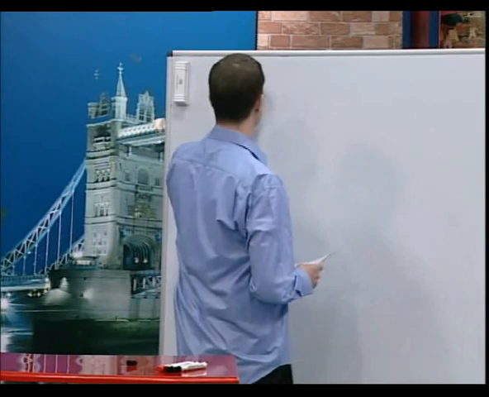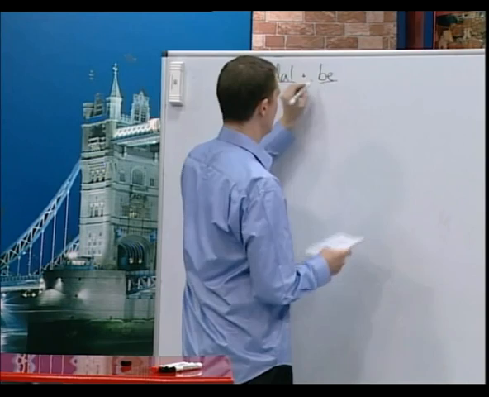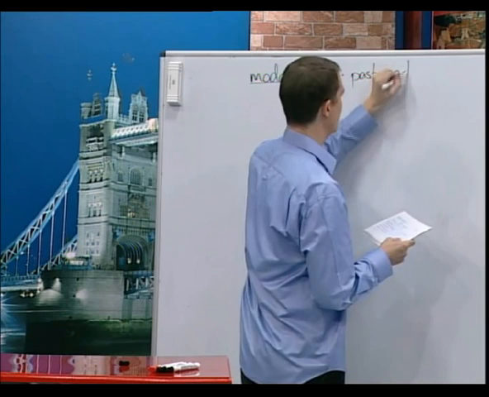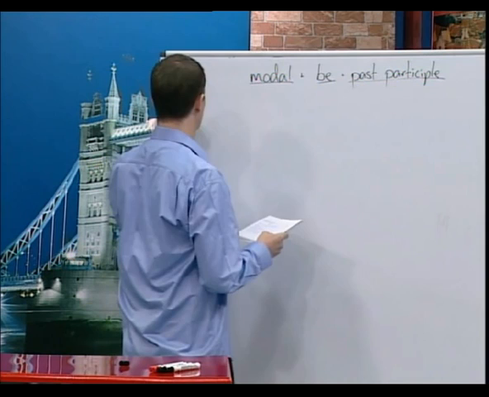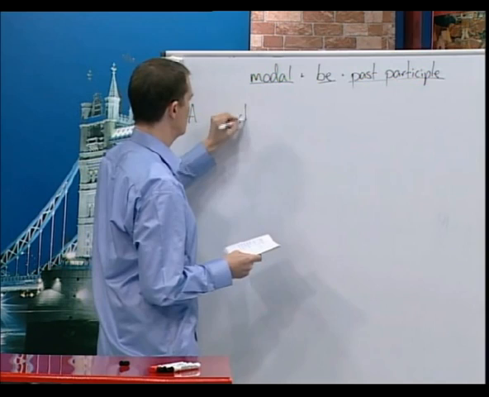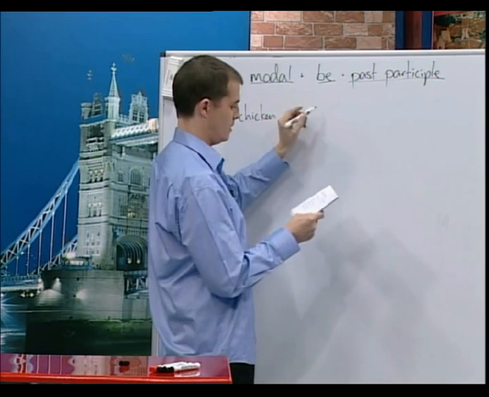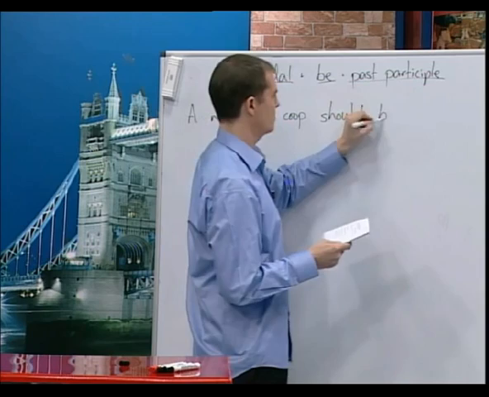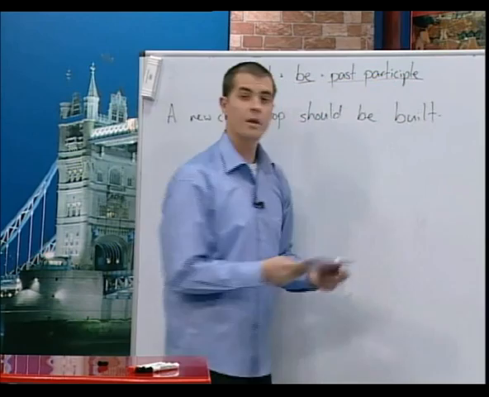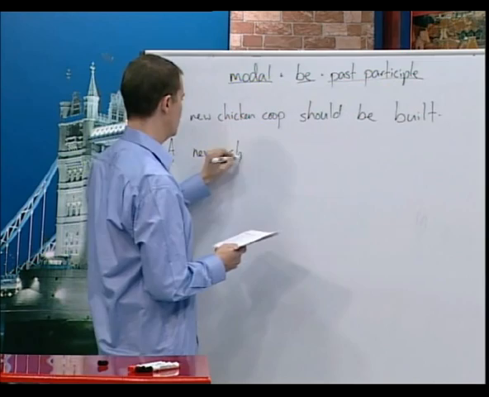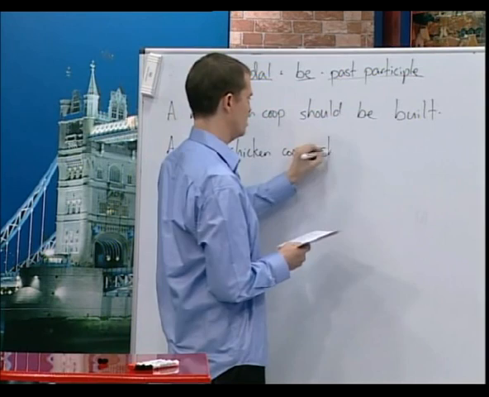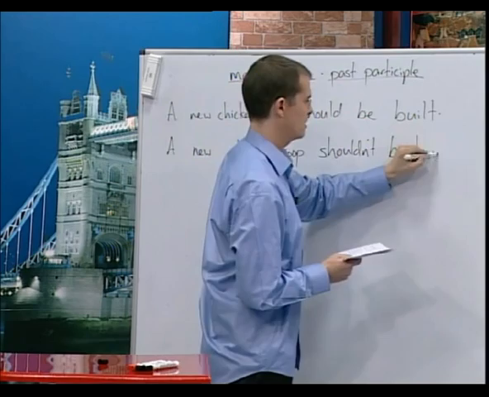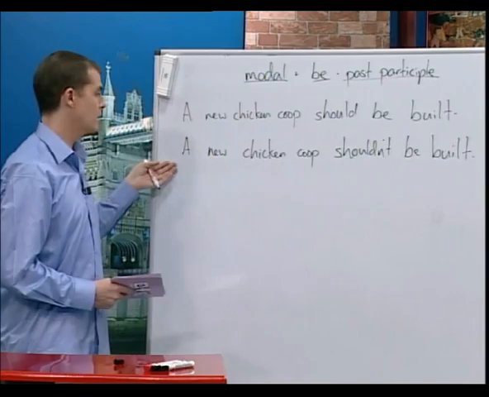Modal plus be plus past participle. Right, so a new chicken coop, modal should, be, in the past participle, built. The negative form is a new chicken coop shouldn't be built. Positive, a new chicken coop should be built. Negative, a new chicken coop shouldn't be built.